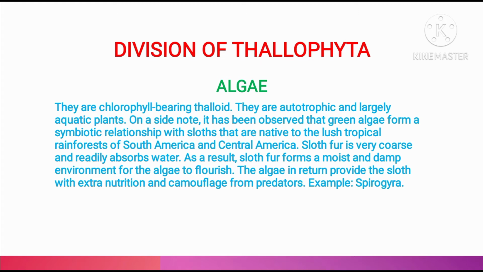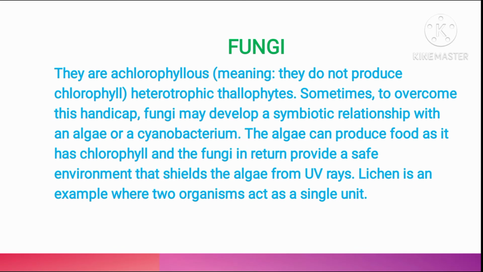Example, Spirogyra. Fungi. They are achlorophyllous, meaning they don't produce chlorophyll. Heterotrophic thallophytes. Sometimes to overcome this handicap, fungi may develop a symbiotic relationship with an alga or a cyanobacterium. The alga can produce food as it has chlorophyll, and the fungi in return provide a safe environment that shades the alga from UV rays. Lichen is an example where two organisms act as a single unit.